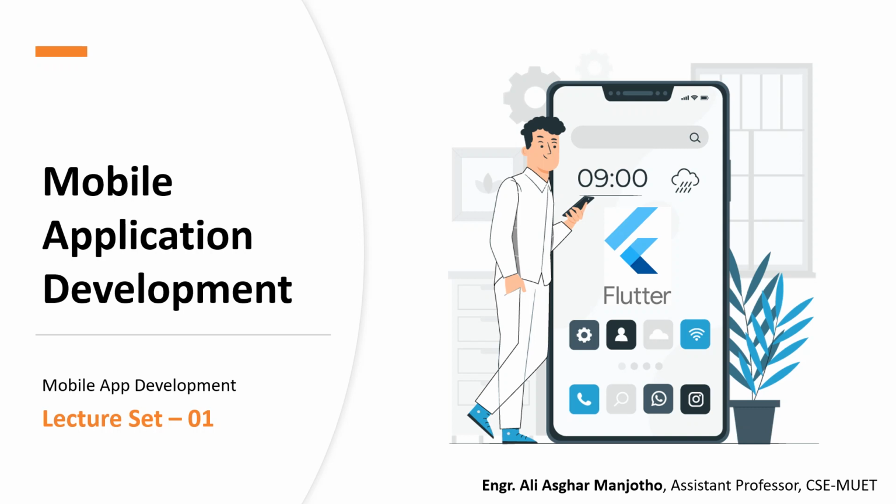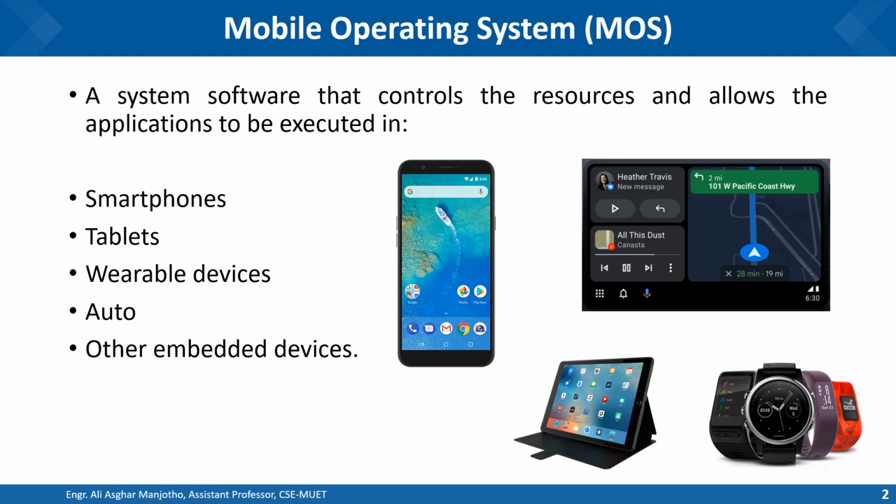So this is the very first lecture of the course, in which we will be seeing what a mobile operating system is, and what different frameworks or libraries are available in order to develop mobile applications. They could be native applications or cross-platform applications. So you will see how different platforms are available in order to develop those mobile applications.